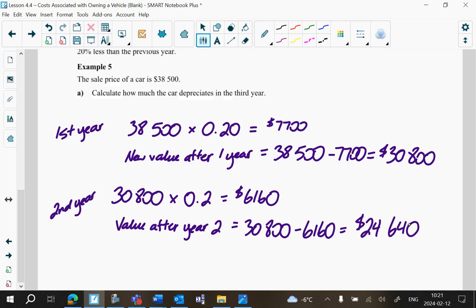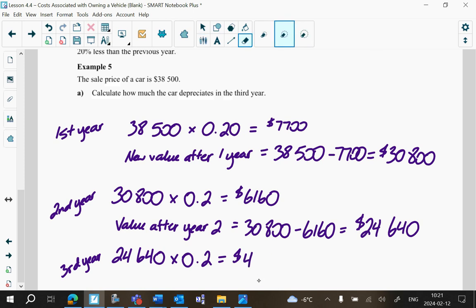Finally, third year. To find the depreciation, which is all I'm asked to find, I take the value after year 2, which is now 24,640, and multiply that by 0.2. That gives me how much the vehicle depreciates after year 3, which is 4,928. So that's how much it goes down. Notice that the depreciation value decreases every year because the vehicle's worth less every year.